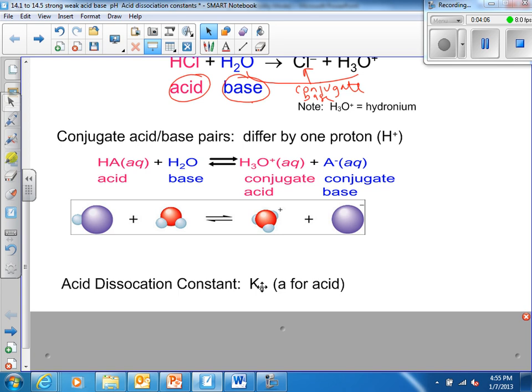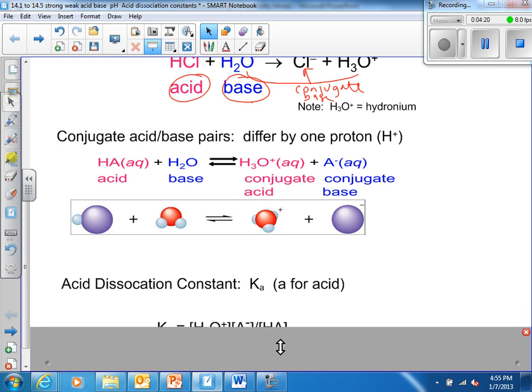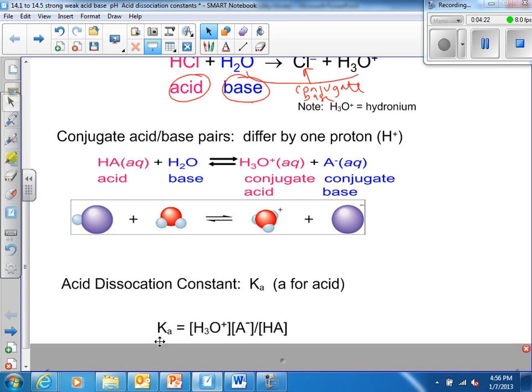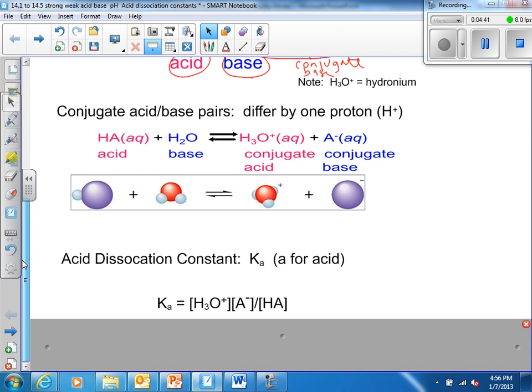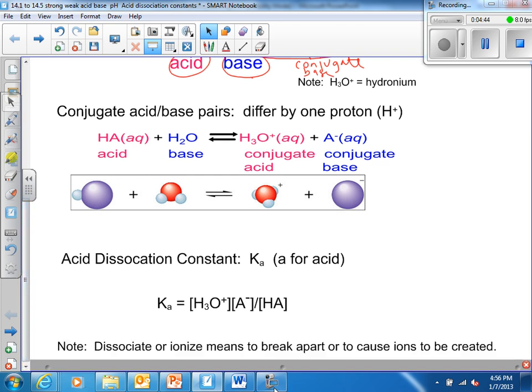Ka's. This little a down here stands for acid. It's the same K that we've been talking about all along. It's just an equilibrium constant. But now it's for an acid equilibrium, and we call this acid dissociation constant. Equilibrium constant for an acid reaction. And a Ka will always be equal to products, H3O plus times A minus, see that, products over reactants. We haven't changed anything around, and the reactant is HA. Why am I not including the water? Why isn't water in the Ka expression? Because it's a liquid and we don't include liquids.